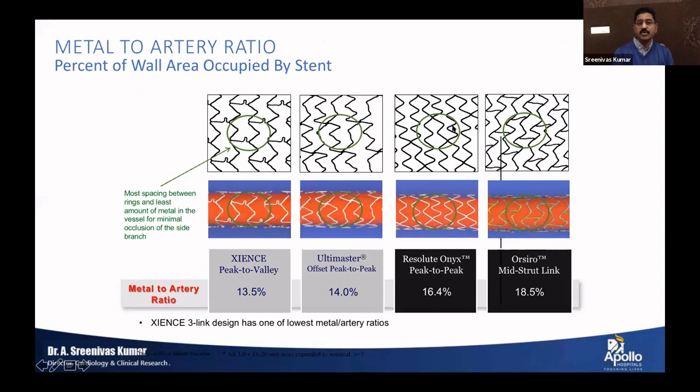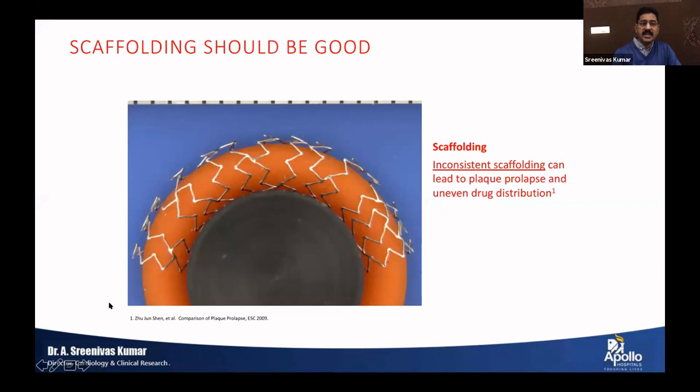Metal to artery ratio, to avoid plaque prolapse, you want more approximate covering up with these metal struts. But at the same time, metal to artery ratio needs to be balanced. If it is too much, then again, probably restenosis could be high. Somewhere 13 to 15%, 18% ratios is what is acceptable now. At the same time, the scaffolding should be good, and they should not produce any breakages or damages. It has to be adhering to the arterial anatomy with complexities and tortuosities of the arteries.